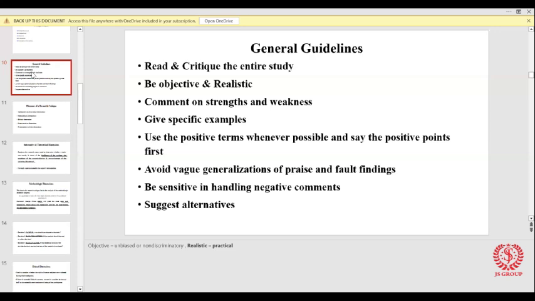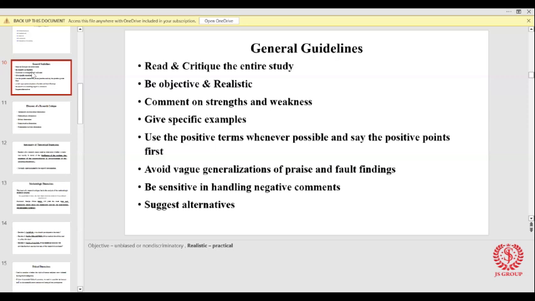And the next one is to comment on strengths and weaknesses. He has to give positive comments and negative comments, but give examples. If you are giving positive or negative comments, give specific examples. Use positive terms whenever possible. Point first always. Then avoid vague generalizations of praise or of finding fault. Wherever we are praising the research report or finding fault with it, avoid vague generalization.